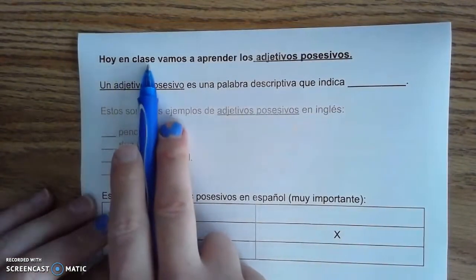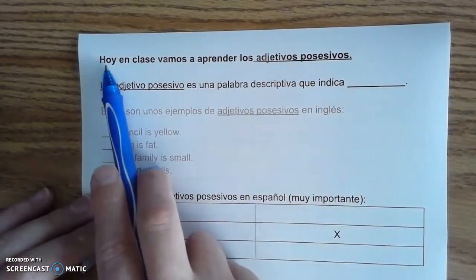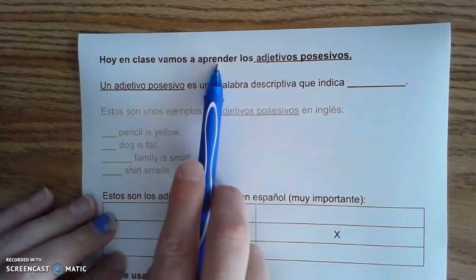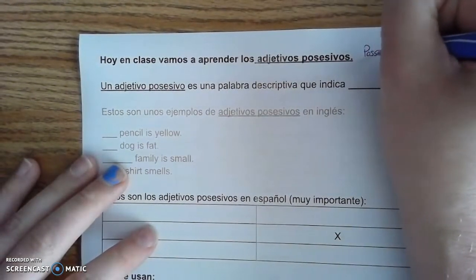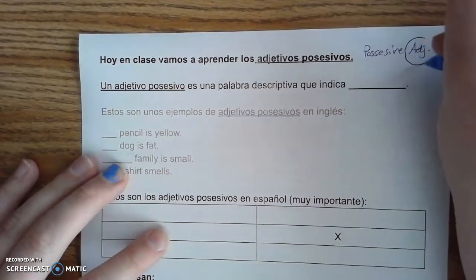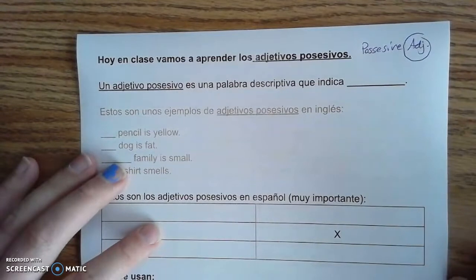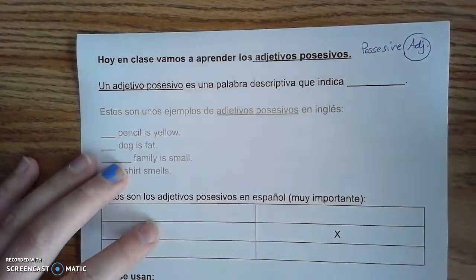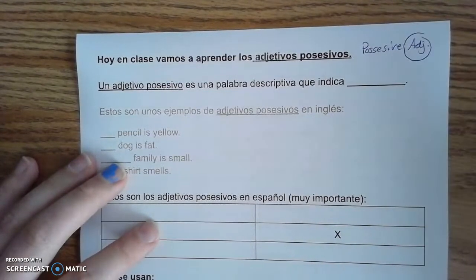So let's do it. It says, hoy en clase vamos a aprender de los adjetivos posesivos. So today in class, we are going to learn possessive adjectives. If you want to write that in English, you're more than welcome to do so. Now, an adjective is a word that describes something. We've learned adjectives already in Spanish, like tall, short, athletic. We have a couple of new ones this chapter, like blind, deaf, quiet, mischievous. So these are words that are used to describe. The word possessive all it means is it belongs to somebody. So we're describing something that belongs to somebody.